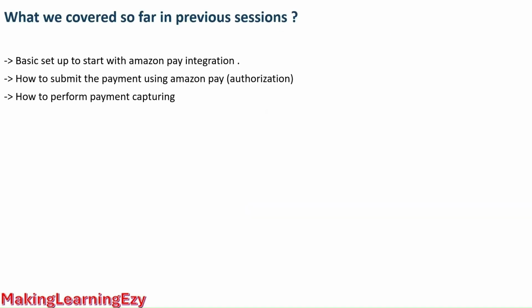Here I have highlighted all the topics we have covered so far in previous Amazon Pay sessions. In the first session, we talked about the basic setup needed for the Amazon Pay integration. In the second session, we talked about how to submit the payment using Amazon Pay. And in the third session, we talked about how to trigger the payment capturing from the application. And in this session, we are going to see how to trigger the payment cancellation from the application.